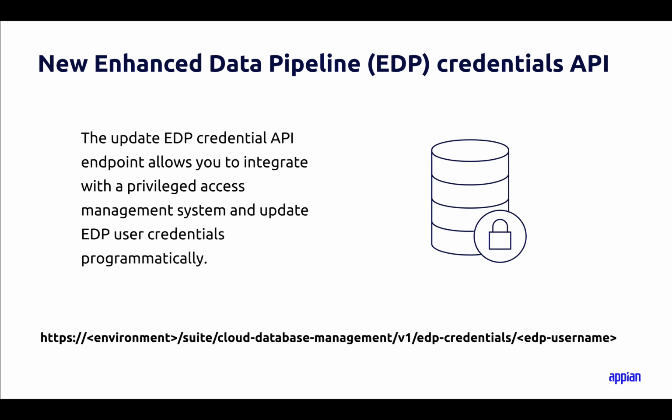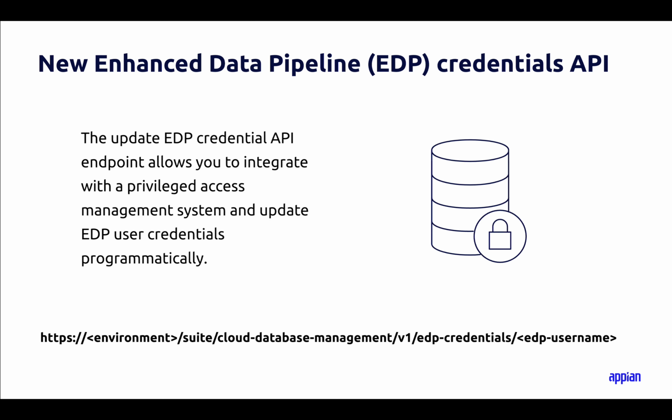This release, we're introducing a new Cloud Database Management REST API that makes it easier to update the user credential for Enhanced Data Pipeline, or EDP. The Update EDP Credential API endpoint allows you to integrate with a privileged access management system and update EDP user credentials programmatically. This new API will simplify your password change process and help meet security requirements for privileged cloud database access.